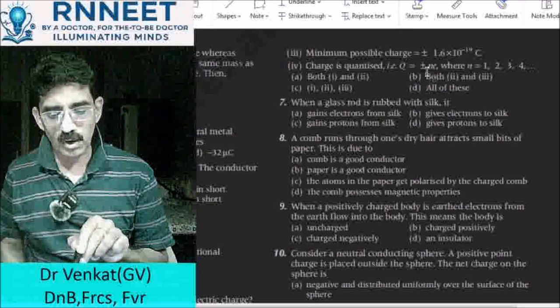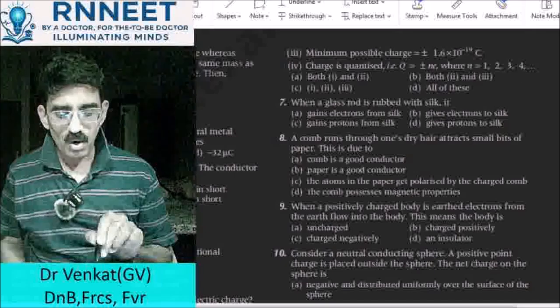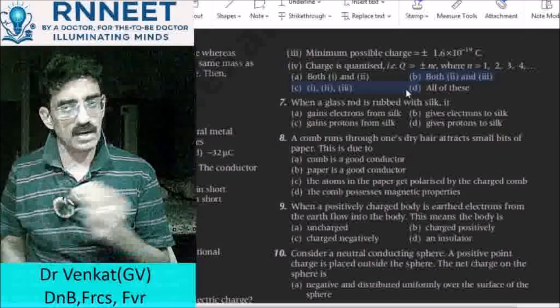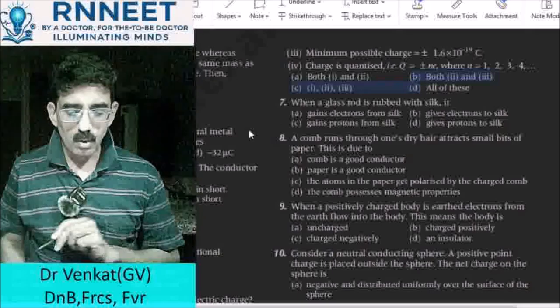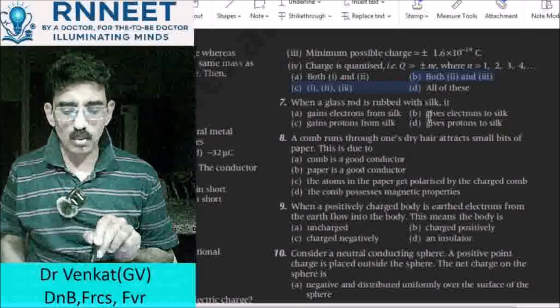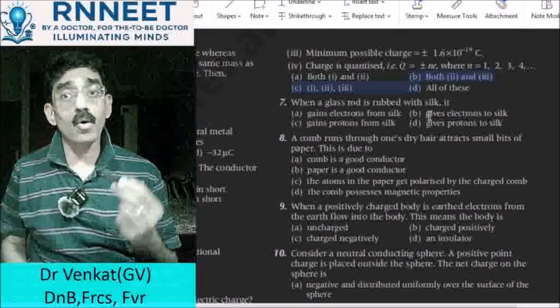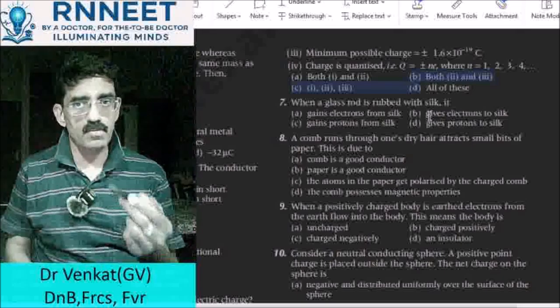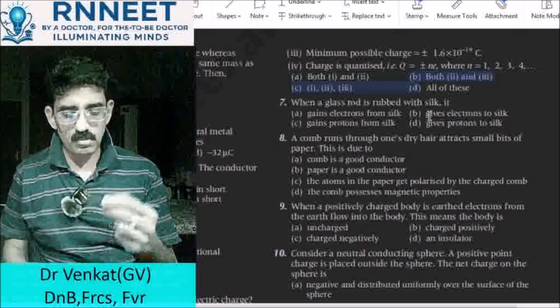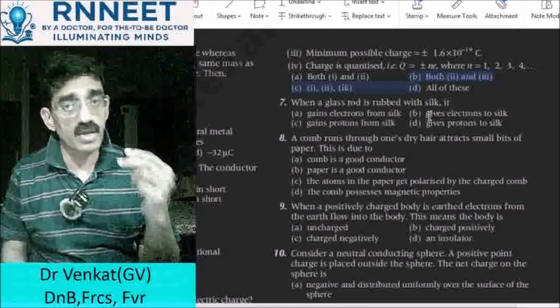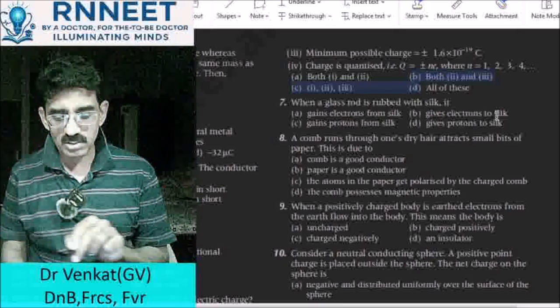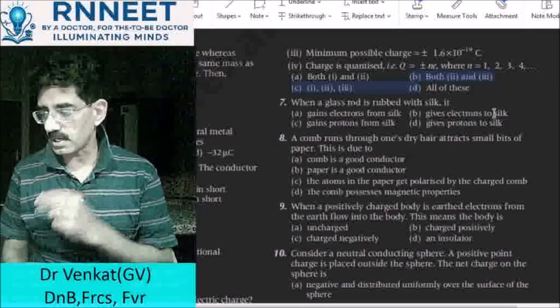Yes, it is equal to 1 plus or minus NE, which is 1 to 4. So in this case, all of these are correct. Simple question: when a glass rod is rubbed with silk, what happens? We said the glass becomes positively charged. So if it has to be positively charged, it needs to give electrons to the silk.